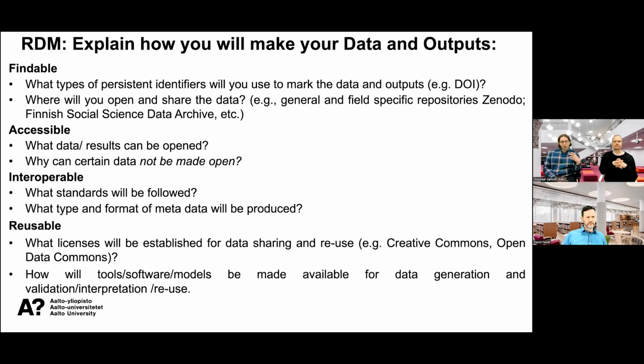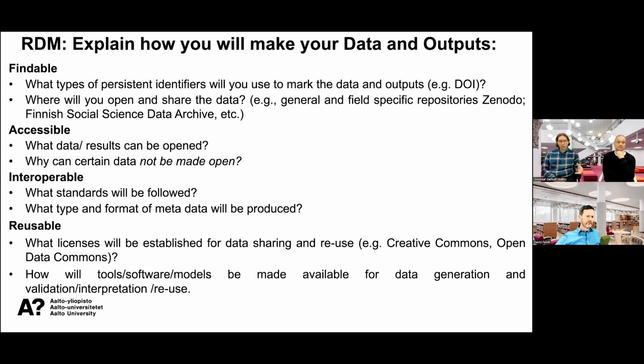So you continue. One of the easiest ways to structure this section is to simply explain how you are going to make your data FAIR. And by that, I mean, actually, in this structure down the page, our data will be findable because, and then identify the types of persistent identifiers that you are going to use to mark the data that you are generating. Where are you going to open and share that data? In field-specific repositories like the Finnish Social Science Data Archive, or general repositories like Zenodo, or in EU repositories that are required by the project. Sometimes the call text will specify that you need to use a repository. Make clear that you will use that.